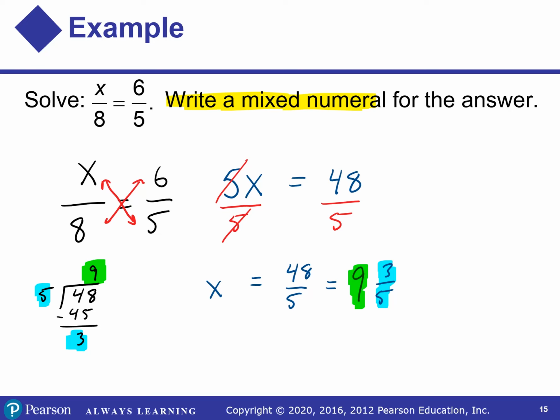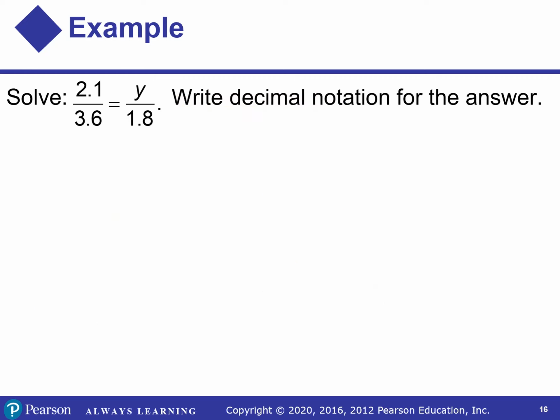And let's just do one more example. Let's solve for y. The variable could be anywhere. There's 4 positions: top on the left, bottom on the left, top on the right, bottom on the right. So it doesn't matter where it is. So we're going to do the same thing. 2.1 over 3.6 is equal to y over 1.8.